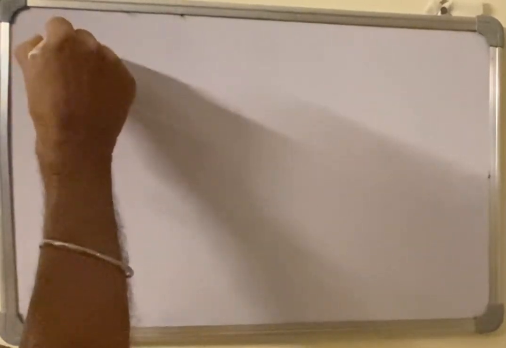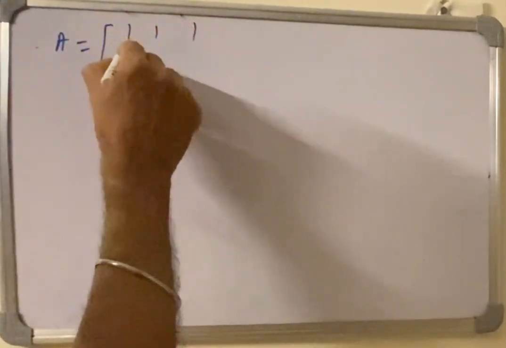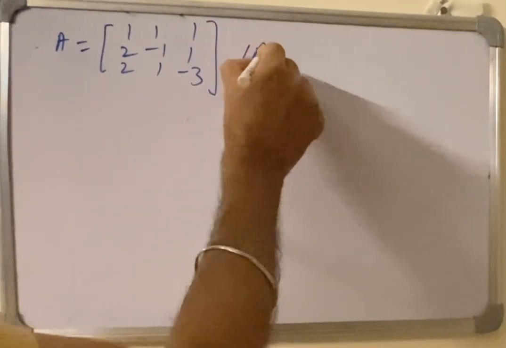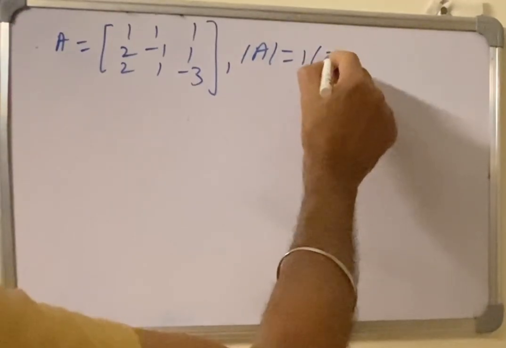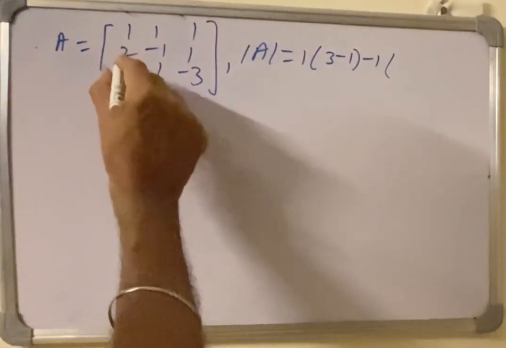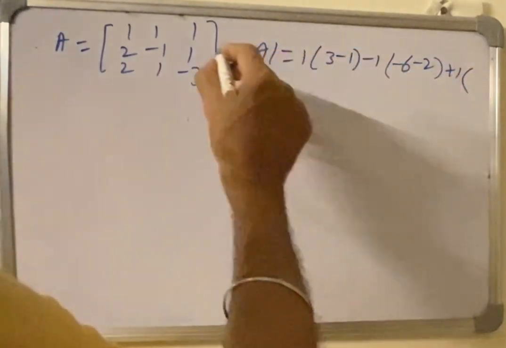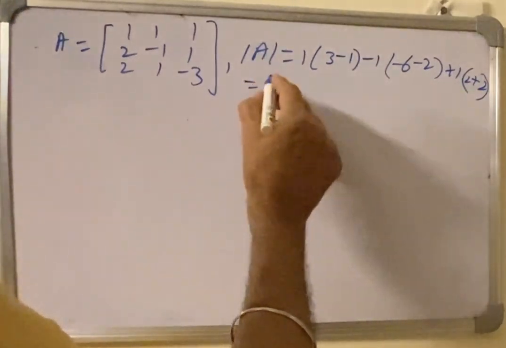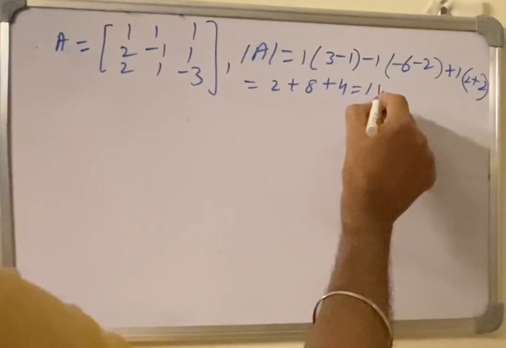We have A is equal to the coefficient matrix 1, 1, 1, 2, minus 1, 1, 2, 1, minus 1. So the determinant, expanding by the first row, is 1 into 3 minus 1, then minus 1 into minus 6 minus 2, then plus 1 into 2 plus 2, which is equal to 2 plus 8 plus 4 is equal to 14.